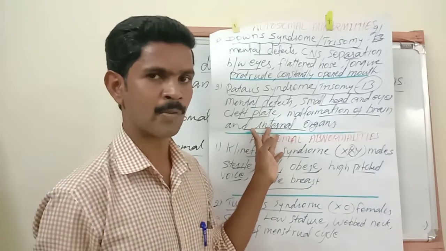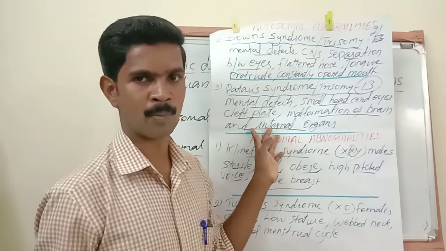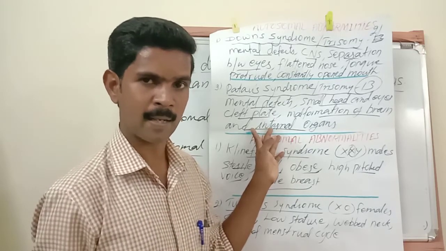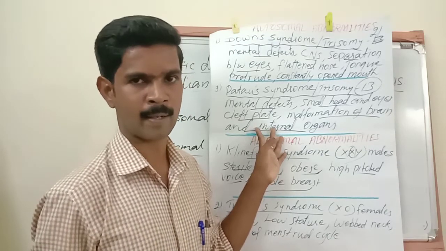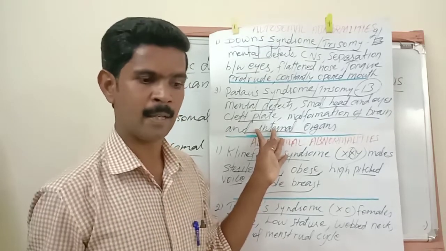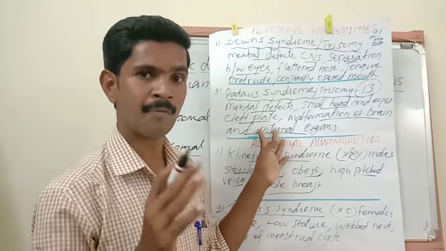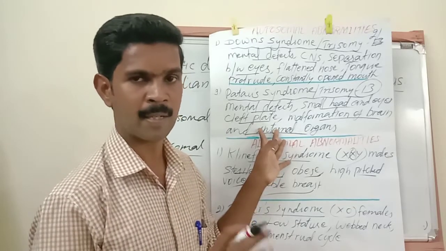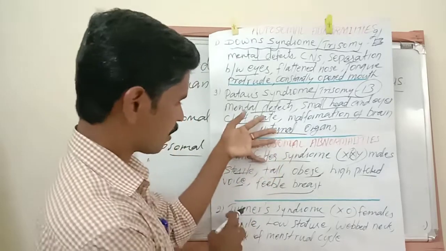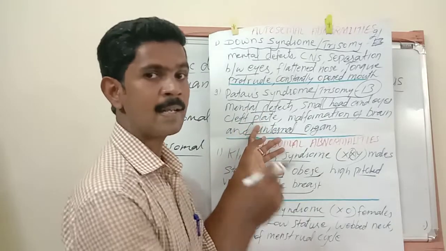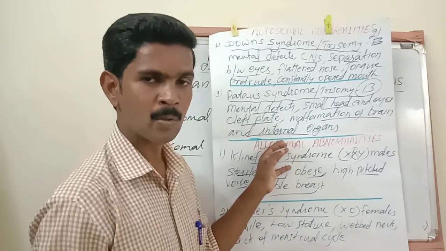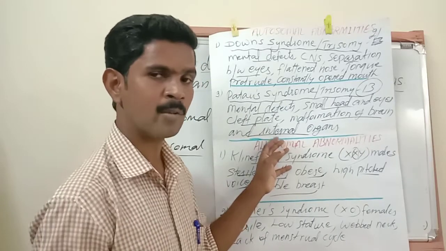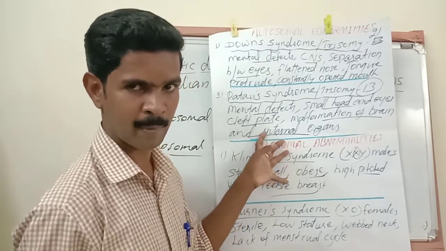Normally there are 44 autosomes and 2 X chromosomes, totally 46. But here, instead of 2 X chromosomes, only 1 X chromosome is there. One X chromosome is absent. So instead of 46, only 45 chromosomes are present in the female cells. This condition is called Turner syndrome. Instead of 46 chromosomes, 45 chromosomes are there in the affected person's body.